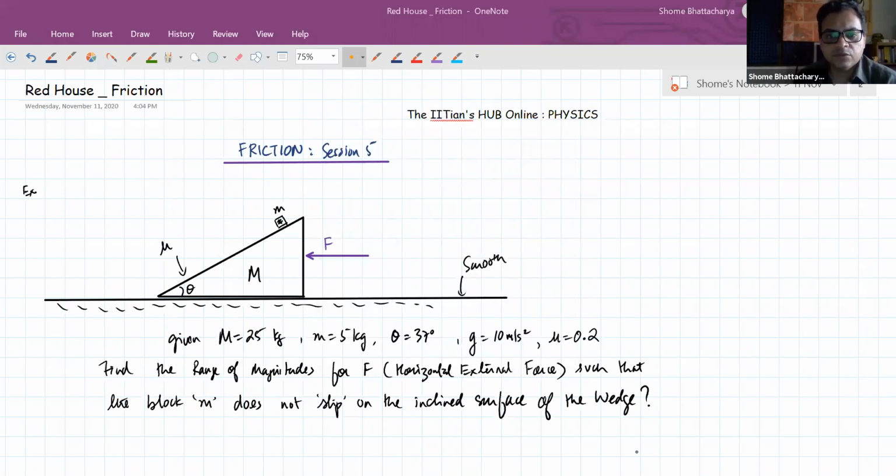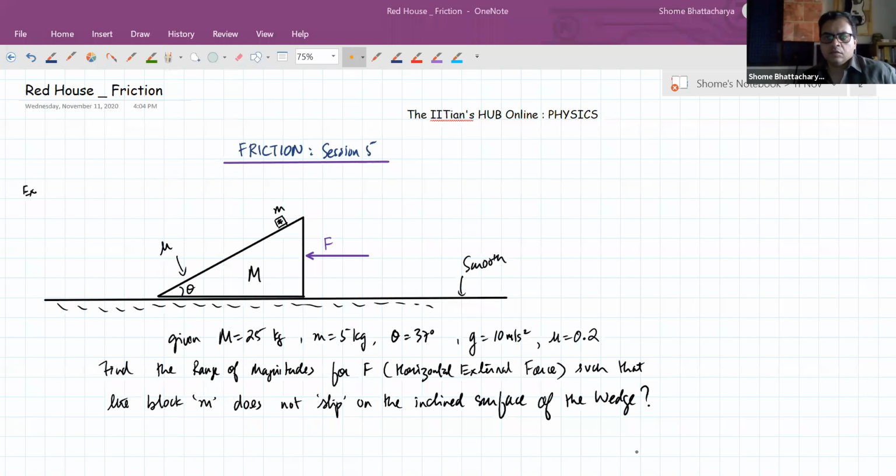So Anushka, the value given is for capital F or for friction? Capital F. Okay. No, unfortunately, the answer is not correct.